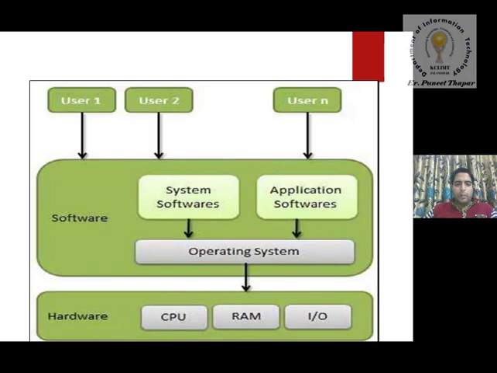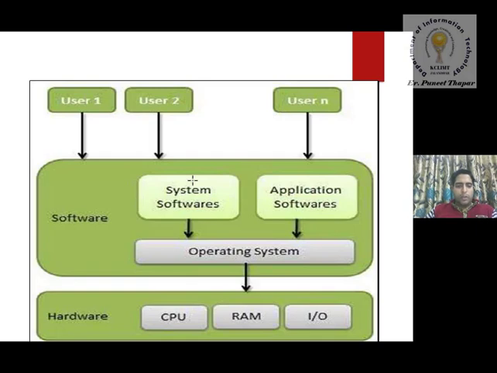So we will discuss what a mobile operating system is. This is the detailed architecture of an operating system. We can see that there are n number of users connected through software. Software is of two types, system software and application software, and both run with the help of the operating system. The operating system works as an intermediary between these softwares and the hardware, like CPU, RAM, and input devices, which communicate through the operating system with a user.